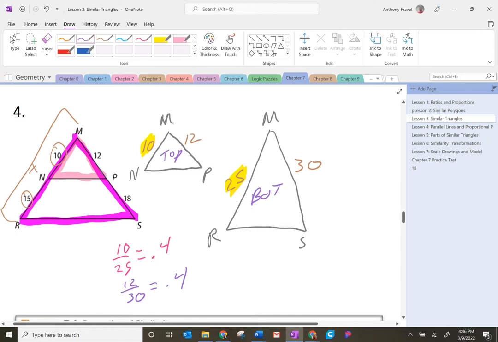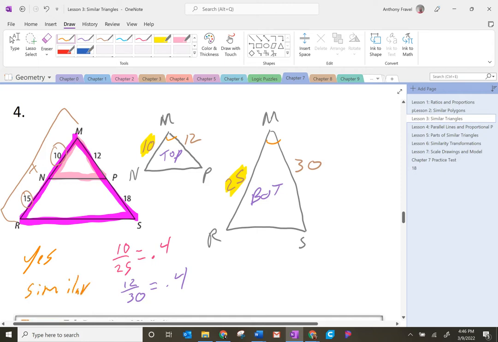I've got two sides. And now let's not forget, even though I didn't really show it right away, they both have the very top peak as the letter M. So they share that angle. So I've got side, angle, side, and it proves to be similar triangles. So I'm going to say yes, they are similar.